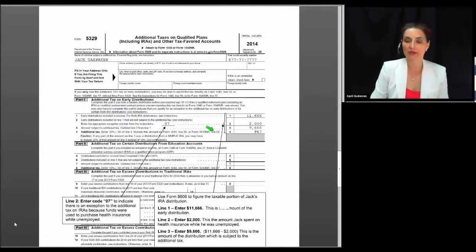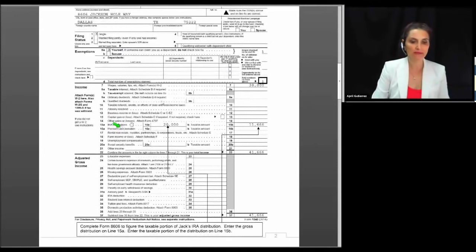So now we know what we need to do. We need to enter $11,666 on line 15B of the 1040. We're going to enter $20,000 on line 15A of the 1040, and then we're going to go to line 59 of the 1040 and enter a penalty of $967 on the form.